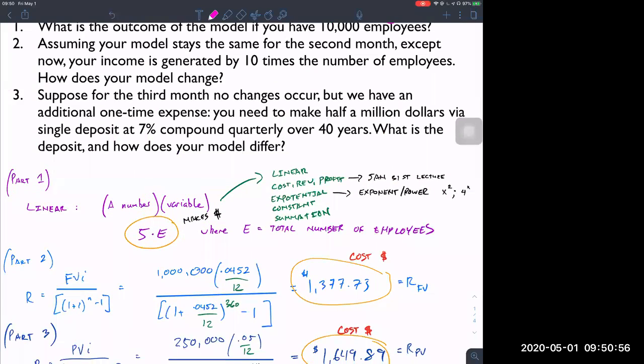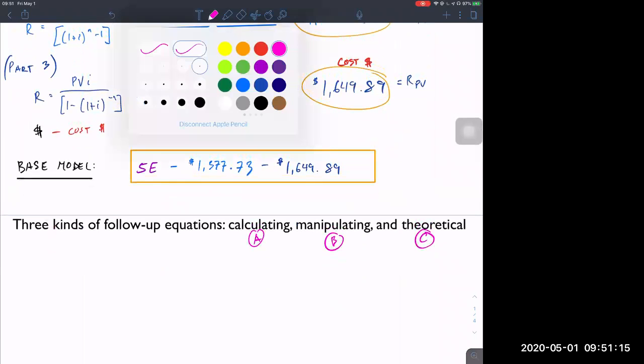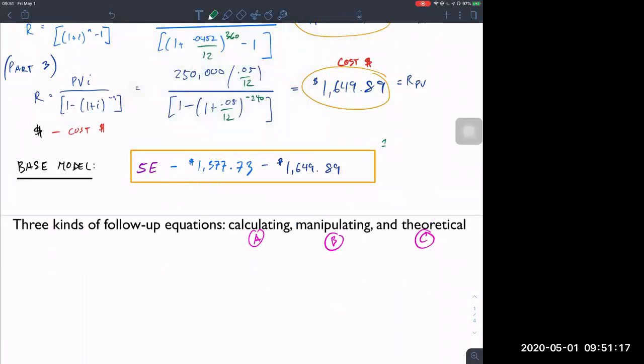Now, when you go to part B, it says, assuming your model stays the same for the second month, except now your income is generated by 10 times the number of employees. And I ask you, how does the model change? What is happening to our base model? You could also think of this as the first month's model.